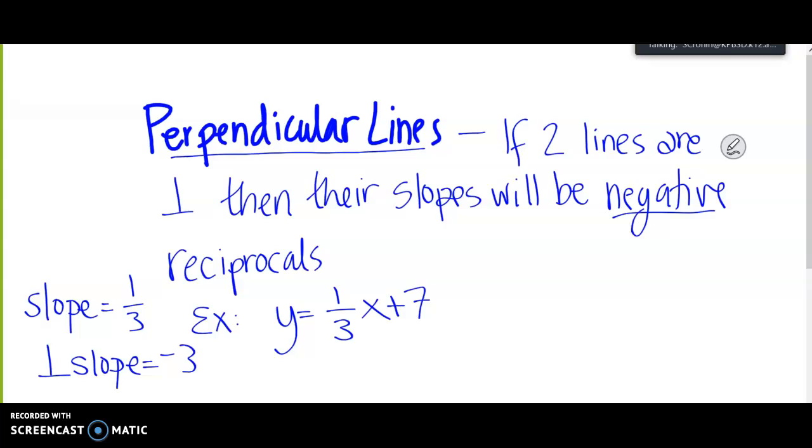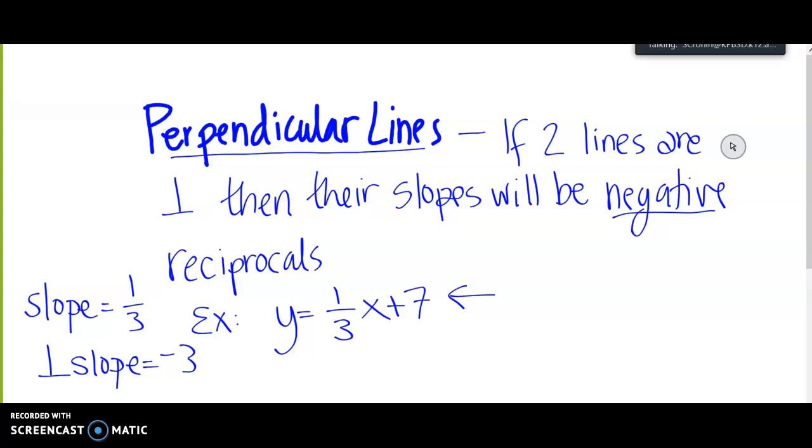If a line was parallel to it, what would its slope be? If you had another line that was parallel to this one. If it's parallel, it'd just be the same, 1/3. It would be a different line if it had a different y-intercept. So just a parallel line would have a slope of 1/3. A perpendicular line to this one would be negative 3. Correct? Yes.